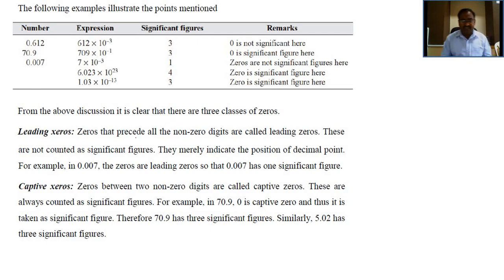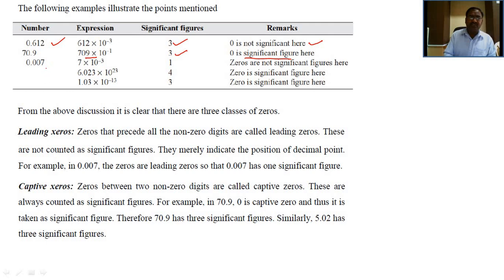The number is 0.612. The expression is 612 into 10 to the power of minus 3. Here, 3 significant figures. Here, 0 is not significant. 70.9 is expressed as 709 into 10 to the power of minus 1. Here, 3 significant figures, and the 0 is significant, because it is in between two non-zero digits.